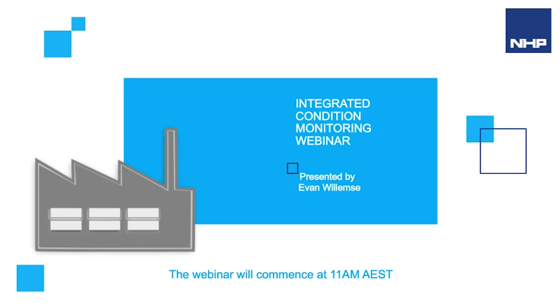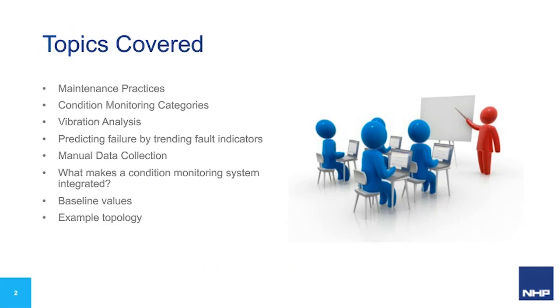The goal for today's webinar is to cover off the following key points: maintenance practices, condition monitoring categories, vibration analysis, predicting failure by trending fault indicators, manual data collection. We'll talk about what makes a condition monitoring system truly integrated, baseline values, and we'll also show you an example topology.